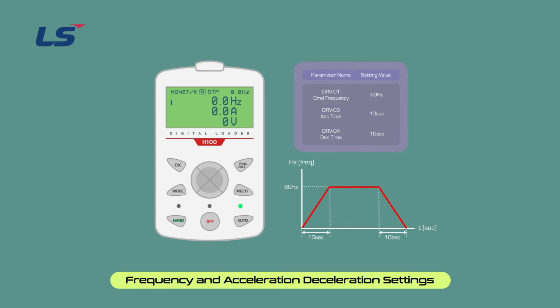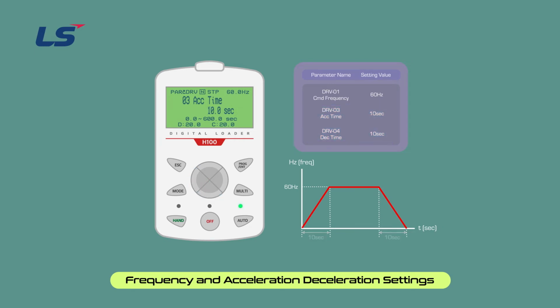Next, let's set the frequency and acceleration and deceleration time of the motor. The target frequency can be set at DRV1, and now we will set it at 60 Hz. The acceleration and deceleration time setting is defined as the time to reach the maximum frequency set by the inverter, and can be changed in DRV3-4.